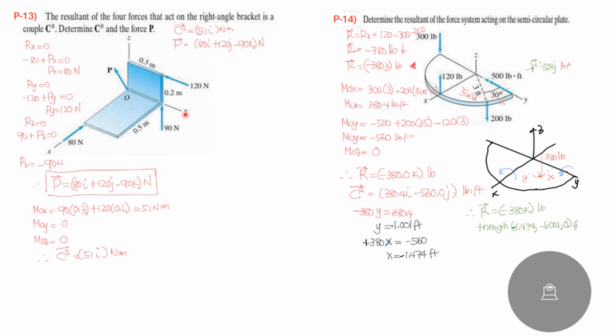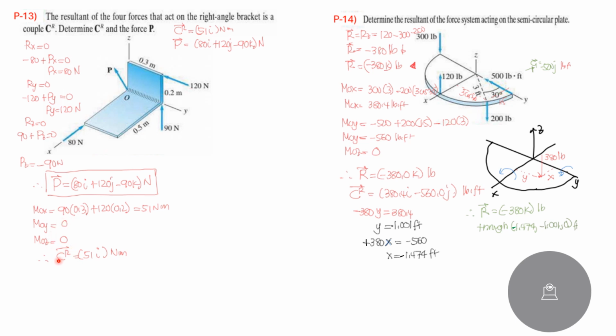MOY, this is the y-axis, the 80 is parallel, no moment. The 90 acts through the y-axis, no moment. P also acts at O, and O is also on OY, no moment. The 80 newton force passes through O and OY, so no moment. Therefore, MOY is 0. MOZ: the 80 newton passes through Z, P acts at O on the z-axis, 0. The 120 newton force passes through Z, 0. The 90 is parallel, 0. So there's no MOZ.